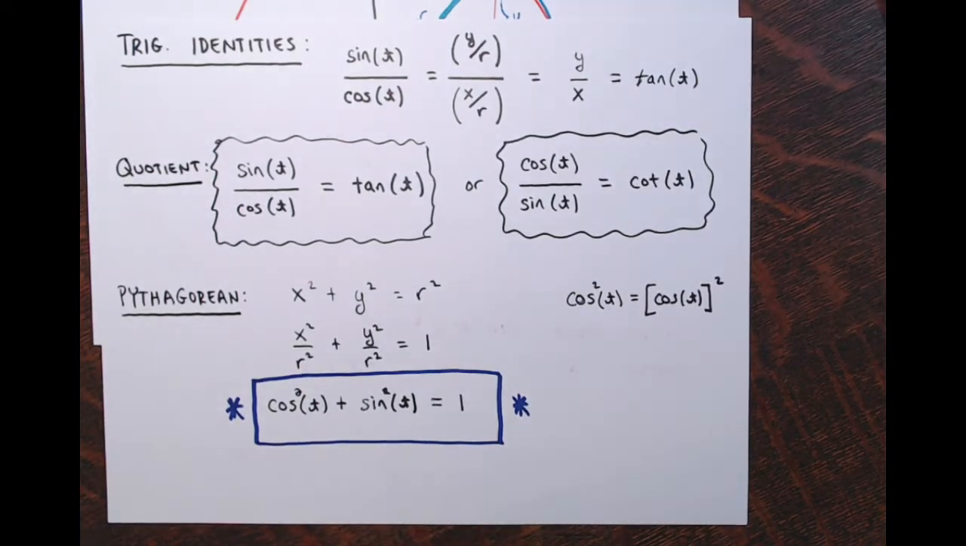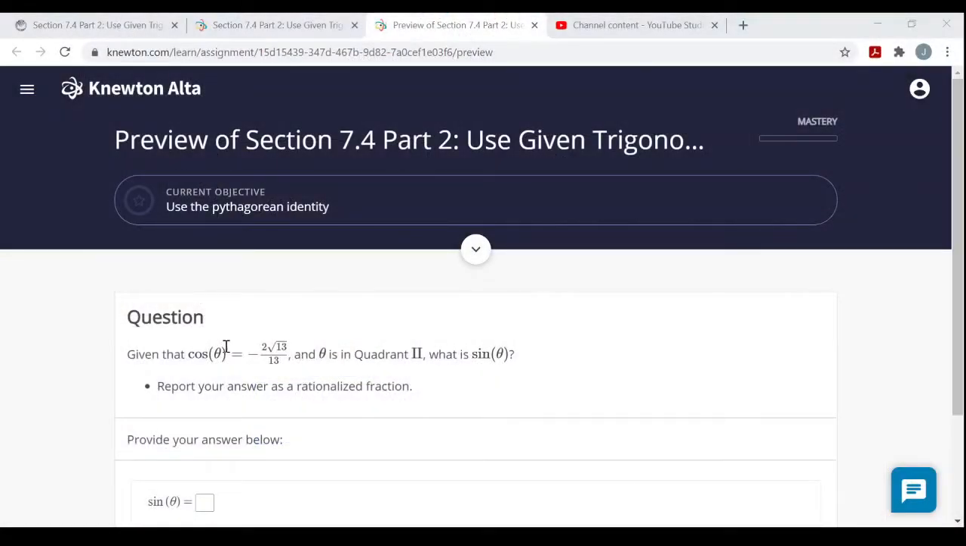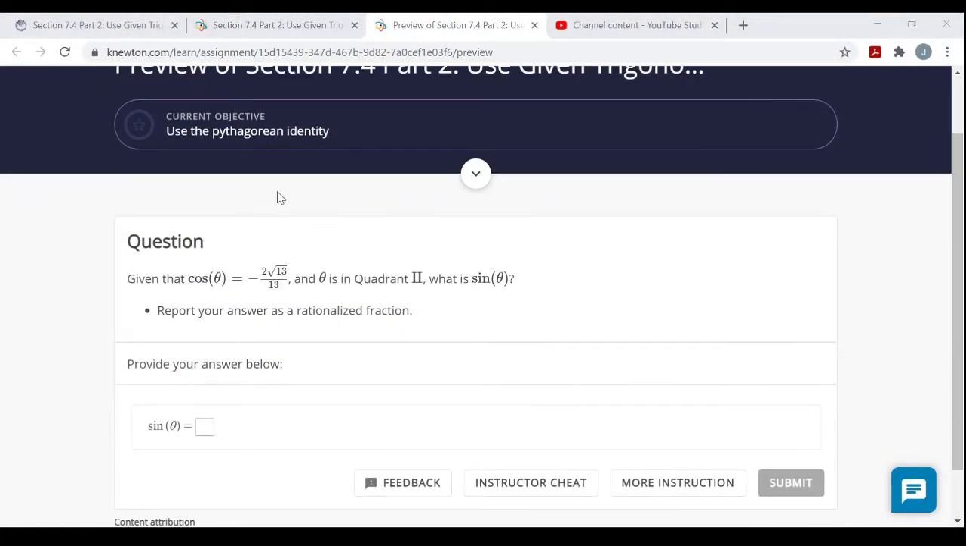So let's get into some problems. I've kind of summed up most of the instruction. So you see this objective here that I'm looking at. Again, you're not going to see things in the same exact order that I am, or the same exact problems. But we're asked to use the Pythagorean identity to answer the following question. Here we're given that the cosine of some angle theta is negative 2 times the square root of 13 over 13, and theta is an angle that ends in quadrant 2. What is the sine of theta?